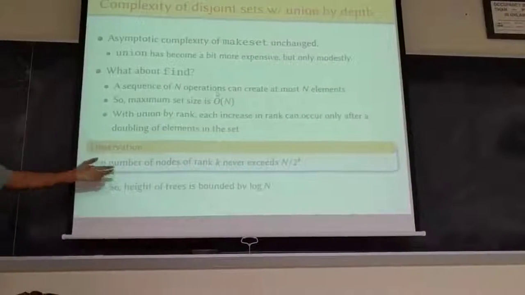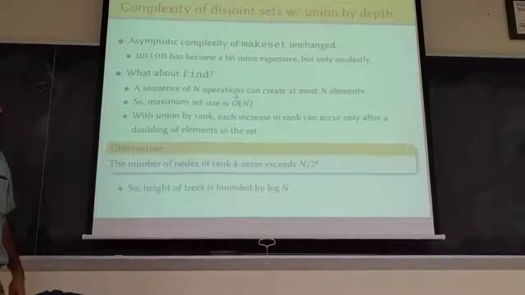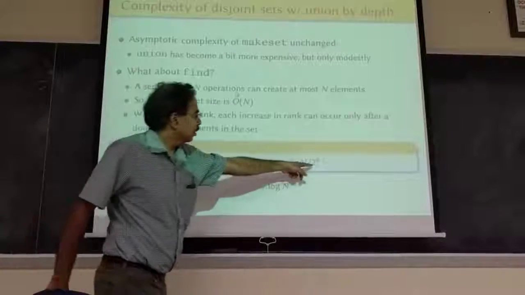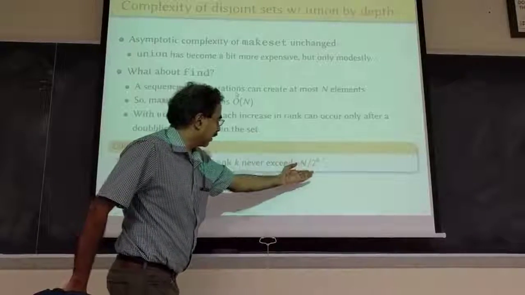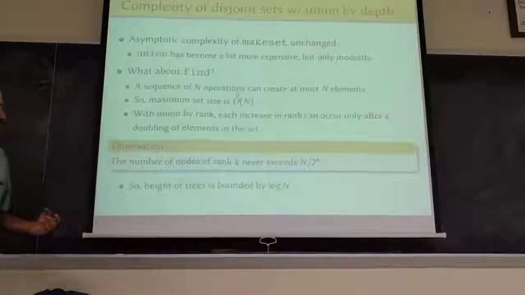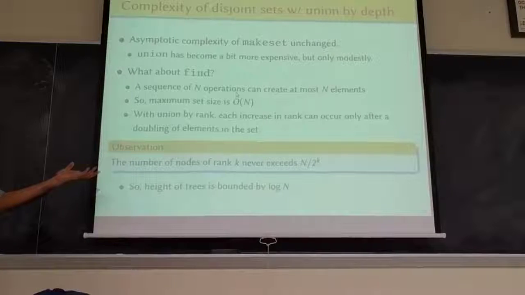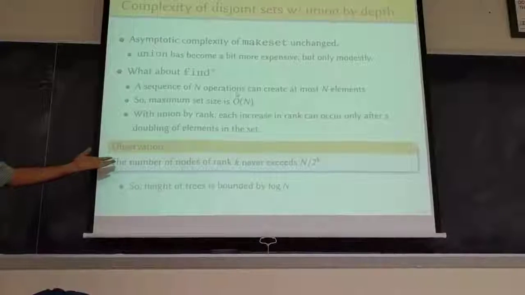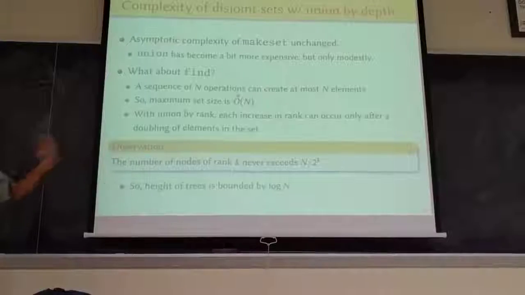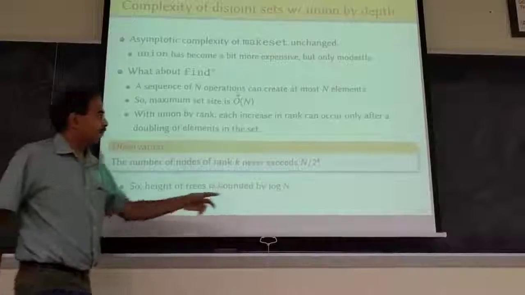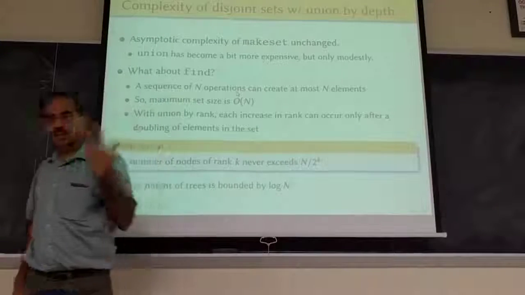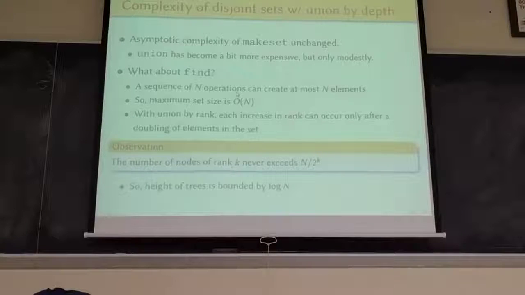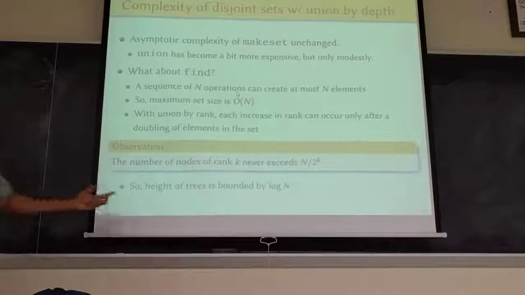So in the worst case, the corollary of this is that the height of the tree is no more than log n, because you have only n elements, so even if everything is put into one big tree, even then the height of the tree is going to be log n, right?